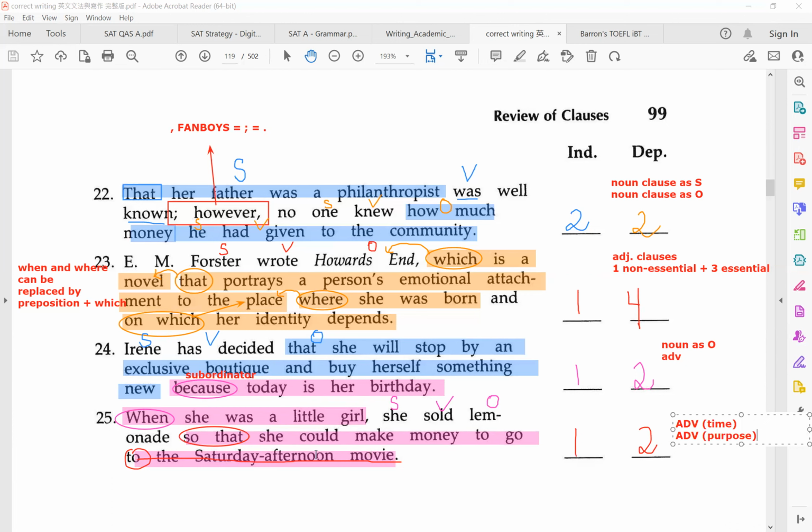Okay, so that and in order that. So if you don't remember so that, again, you can go back and review the adverbial clause from Writing Academic English. All right, and that is it for this review.